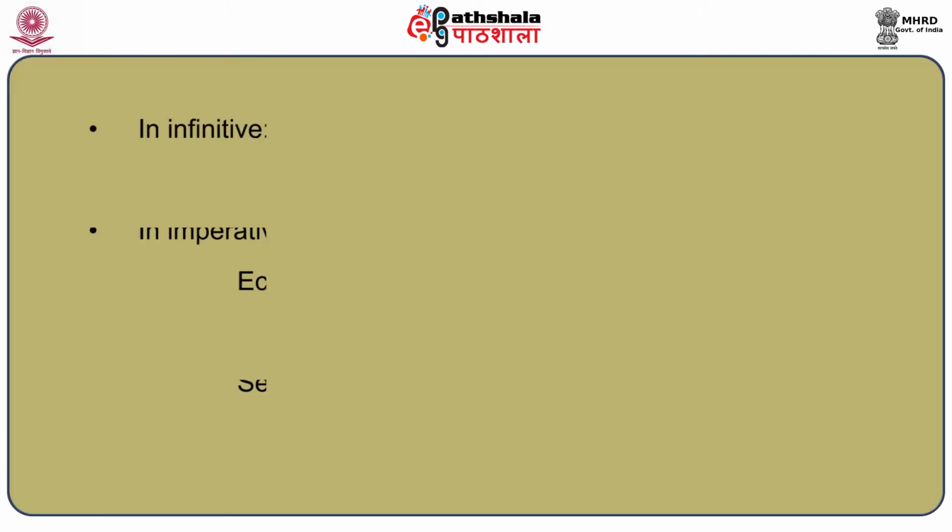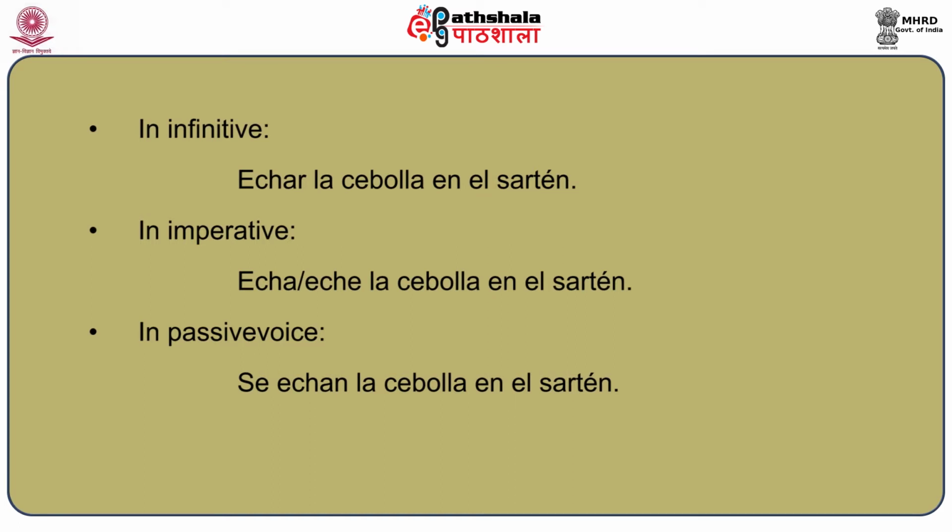In a recipe, the instructions are given in various forms. So not only in passive construction, but also in other forms, which can be in infinitive. In infinitive, we mean that the verb will not be conjugated. For example, echar la cebolla en el sartén. So here the verb echar remains the same and it's not conjugated. The second form can be in imperative.